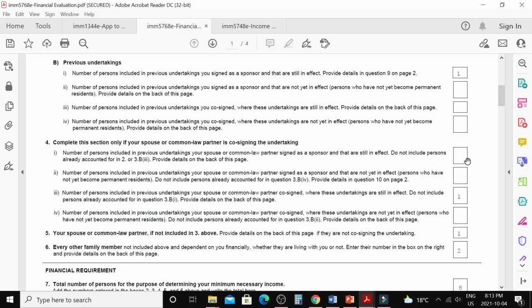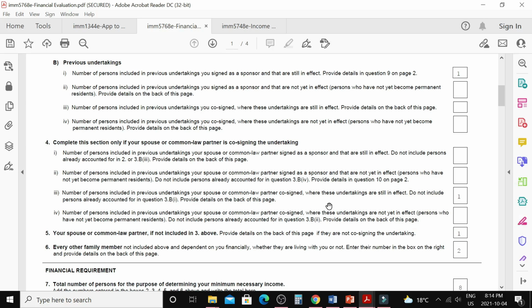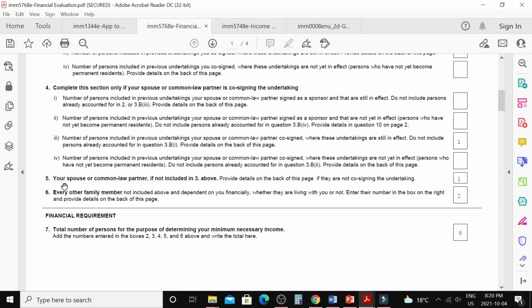You're gonna write how many members here, and the number of persons included in a previous undertaking your spouse or common law partner signed as a sponsor and that are not yet in effect. Again, the application is in process and a decision is not made yet for your spouse's parents or grandparents. So you can write how many members in that undertaking already sponsored, and if your spouse co-signed any application and is still in effect, or co-signed an application which is not in effect yet, so you can write those members here.